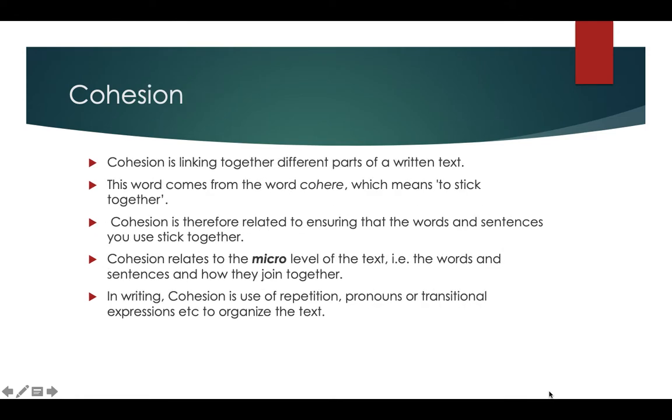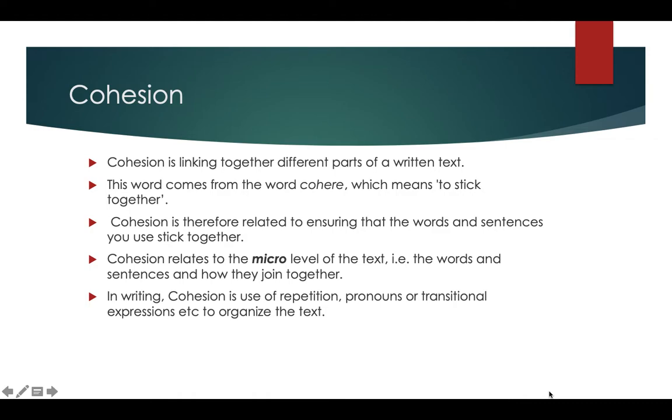Cohesion is linking together different parts of a written text. The word comes from cohere, which means to stick together, and therefore it is to ensure that the words in a sentence or text stick together. Cohesion relates to the micro level of the text. That means we are going to look at the words and sentences and see how they are joined together. In writing, cohesion is the use of repetition, pronouns, or transitional expressions, etc.